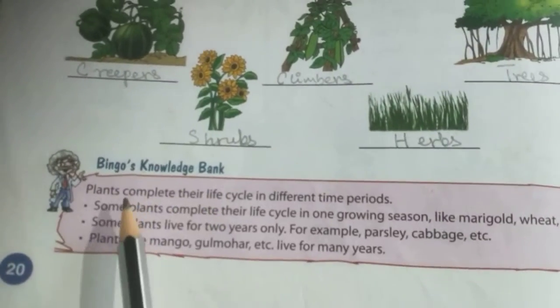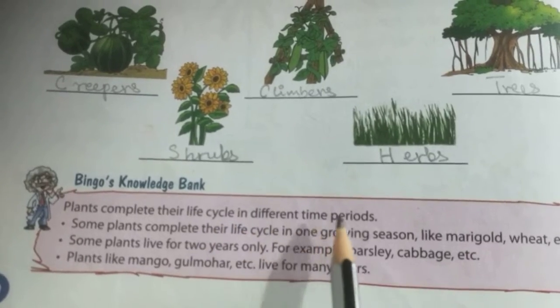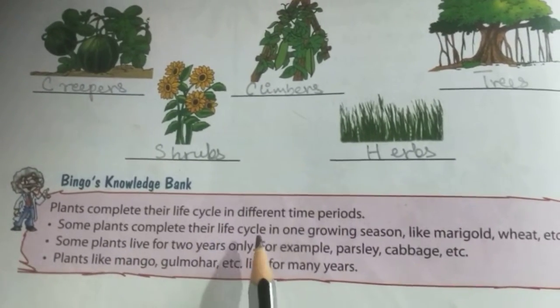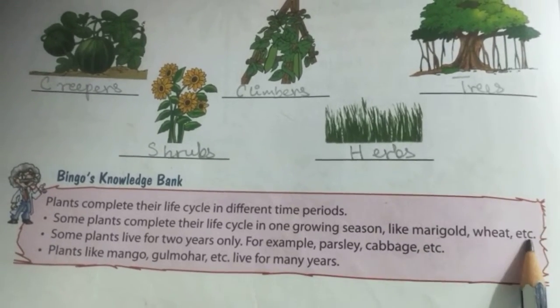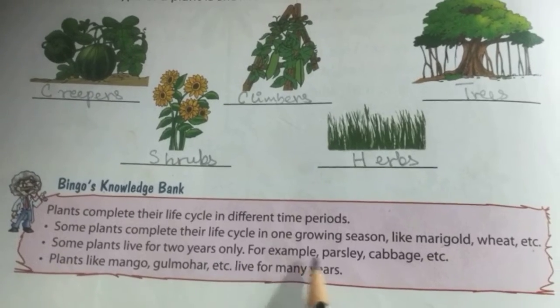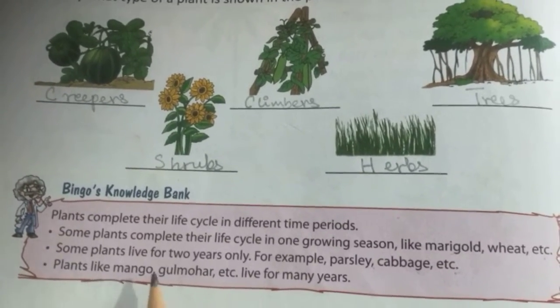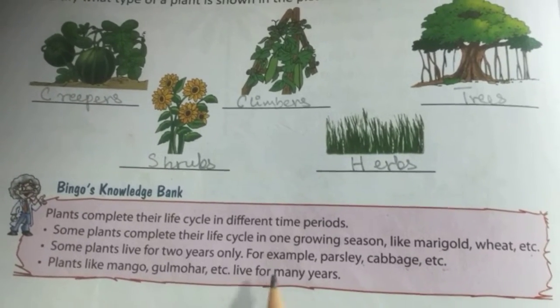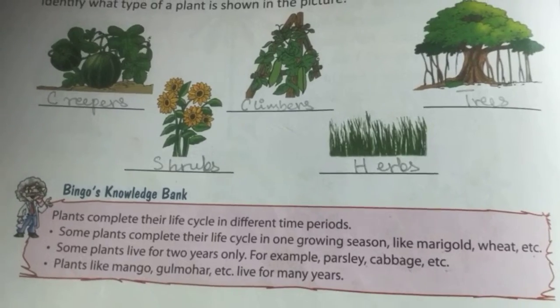Now there's a knowledge bank given over here. It says plants complete their life cycle in different time periods. Some plants complete their life cycle in one growing season, like marigold, wheat, etc. Some plants live for 2 years only, for example parsley, cabbage, etc. Plants like mango, gulmohar, etc. live for many years. So different plants have different life cycles.